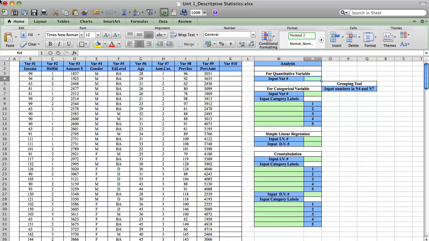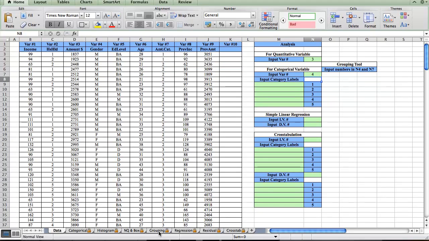So this problem has to be done in 2 steps. The first step is obtaining our sample information. We'd like to know about the amount charged, and we would like to group those amounts by gender. So we first have to input the variable number 3 for our quantitative amount charged, and the variable number 4 is our grouping variable gender.